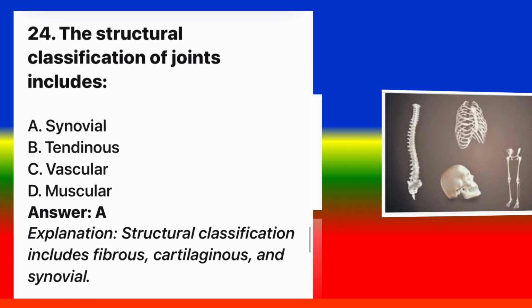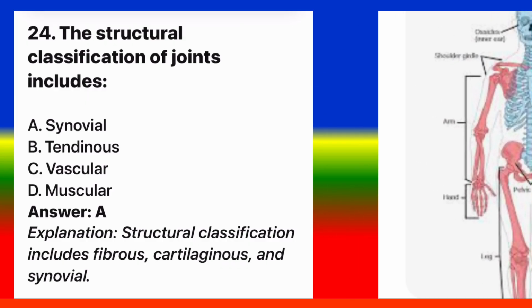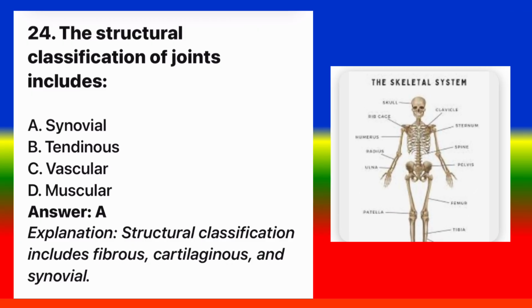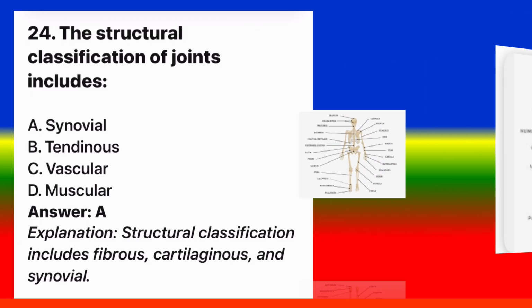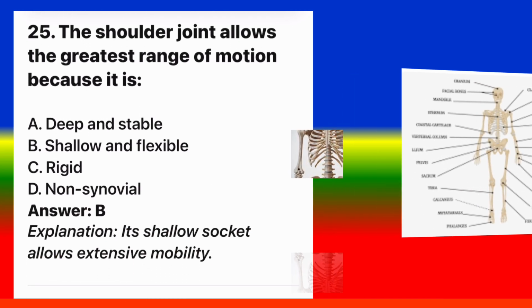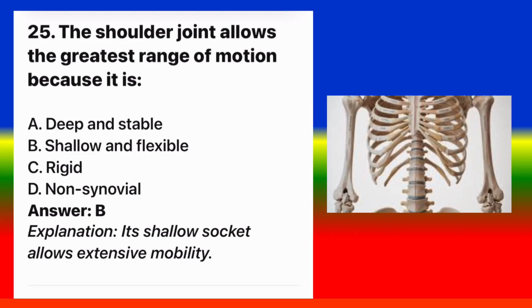24. The structural classification of joints includes: A. Synovial, B. Tendinous, C. Vascular, D. Muscular. Answer A. Explanation: Structural classification includes fibrous, cartilaginous, and synovial. 25. The shoulder joint allows the greatest range of motion because it is: A. Deep and stable, B. Shallow and flexible, C. Rigid, D. Non-synovial.